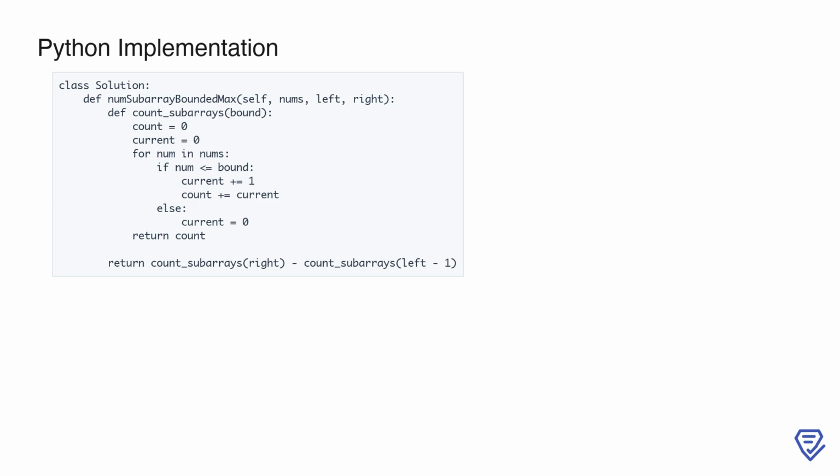We define a helper function count_subarrays(bound) that calculates the number of subarrays where all elements are less than or equal to a given bound. This function uses a sliding window technique. Whenever an element is within the bound, we extend the current subarray count, otherwise, we reset the count. The main function computes the result as the difference between subarrays with maximums bounded by right and those by left - 1, effectively isolating the ones with maximums in [left, right]. This approach is linear in time complexity, O(n), making it optimal for the problem.